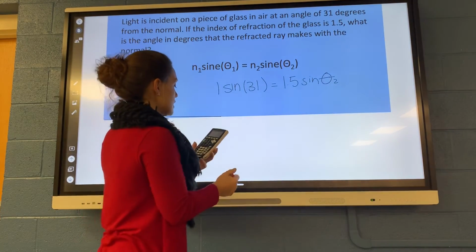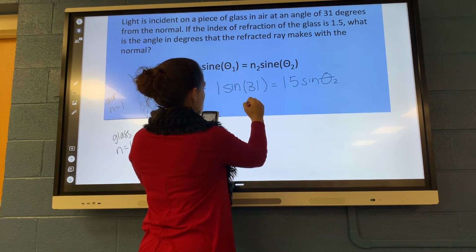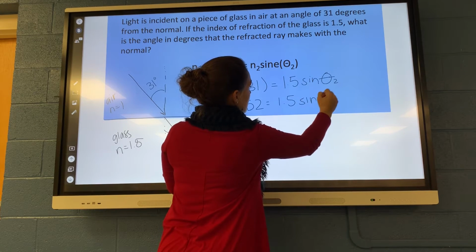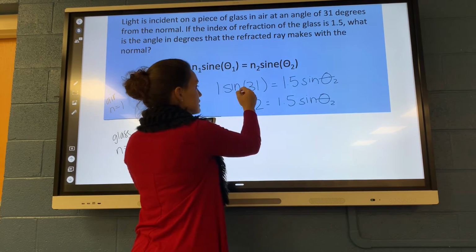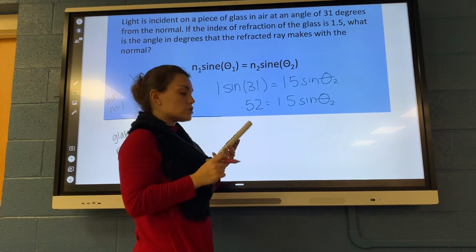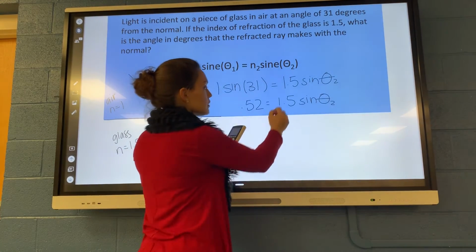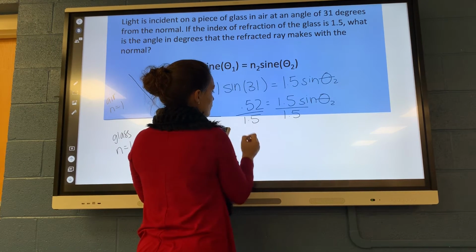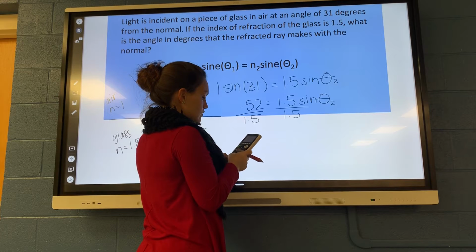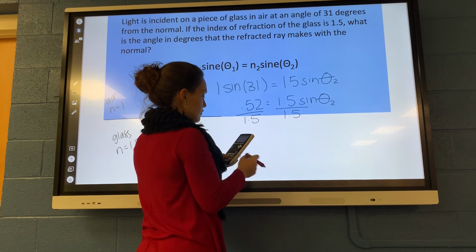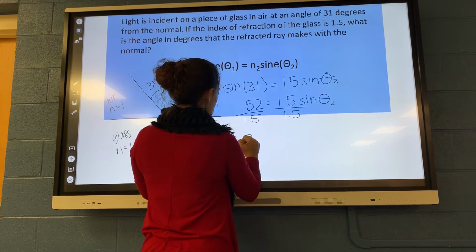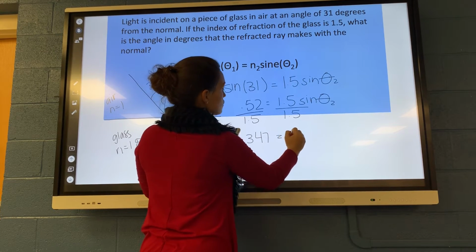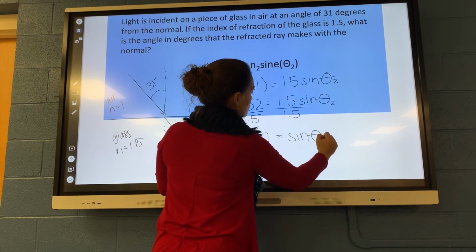So 1 times the sine of 31 is 0.52, and that equals 1.5 sine angle 2. So notice all I did was simplify the left side of my equation, all right? And then remember I need to move my 1.5 to the other side, so divide both sides by 1.5. So 0.52 divided by 1.5 is 0.347, all right, equals the sine of angle 2.